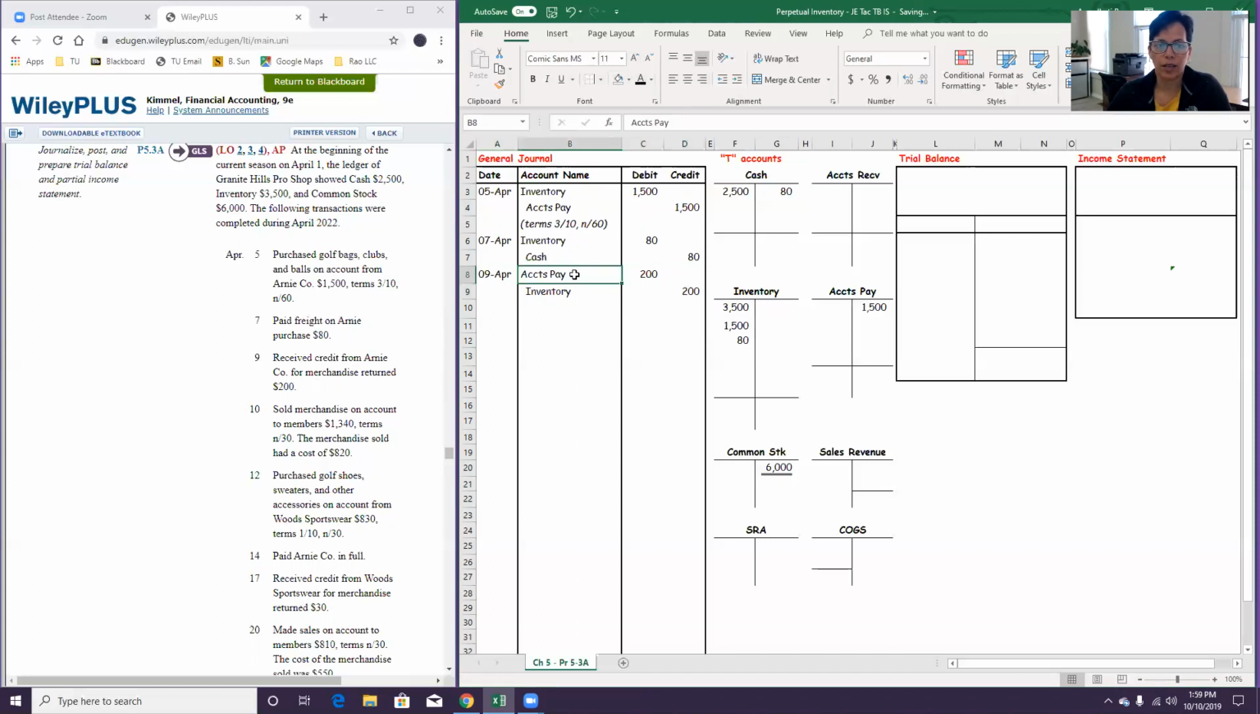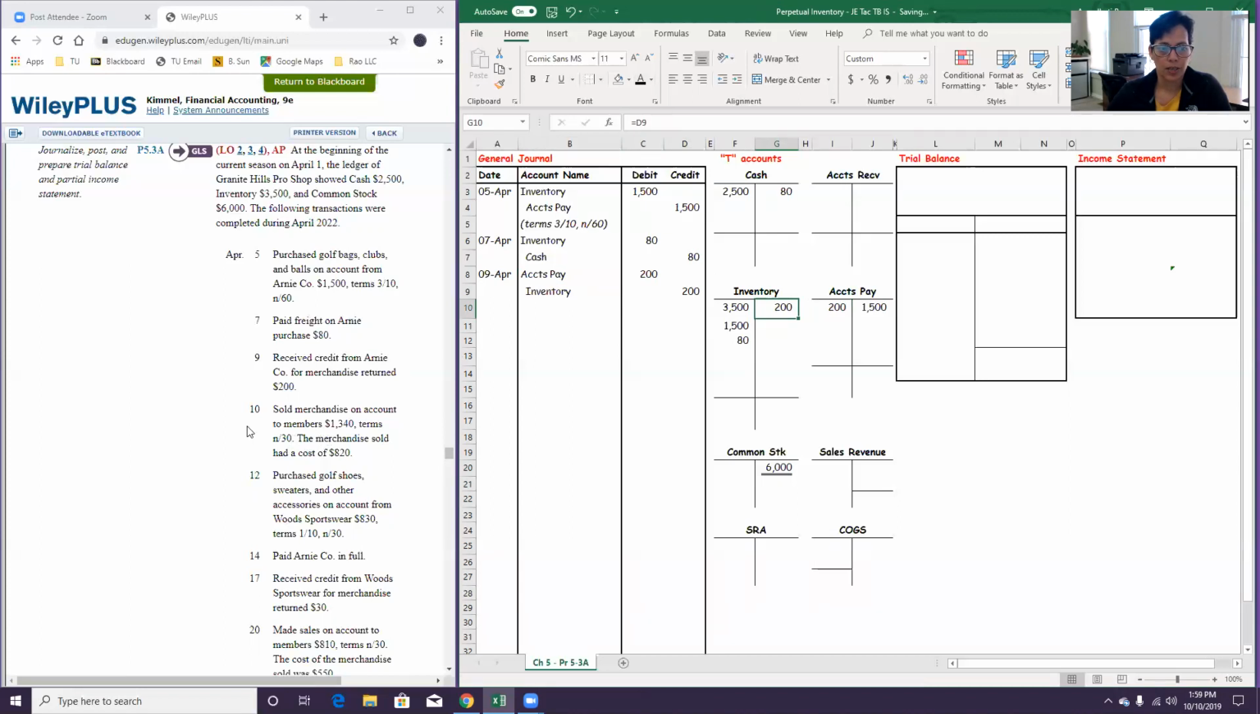Basically saying I didn't want the inventory for whatever the reason may have been. It's probably because the inventory was not to my specification, it was damaged, any number of things could have gone wrong. I have returned it and they've told me, okay, you don't have to pay the $200. I'm crediting inventory to reflect that I don't have the inventory with me. I'm debiting accounts payable to indicate I don't owe that much money now. So what I owe is $1,300. Again, let's go ahead and post it. Accounts payable debit, inventory credit for $200.